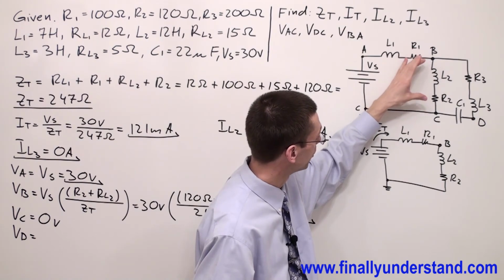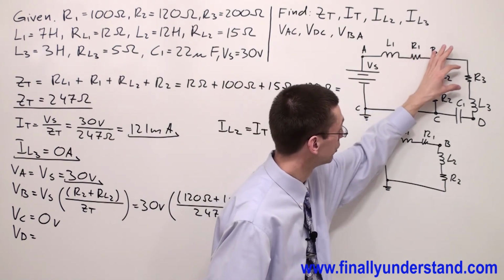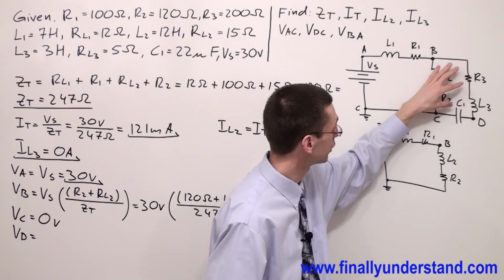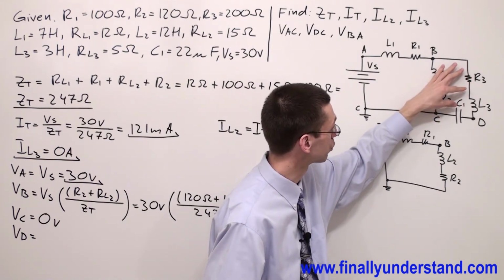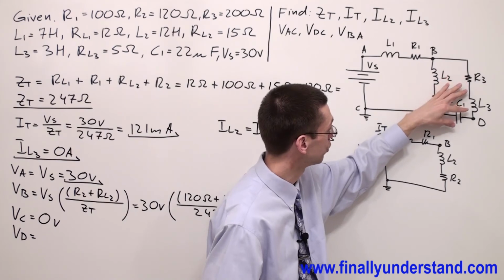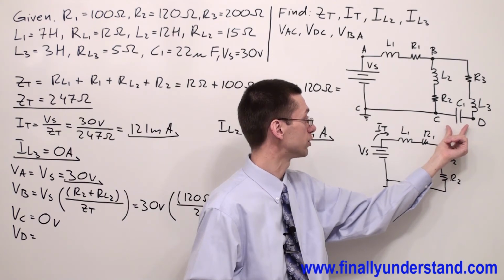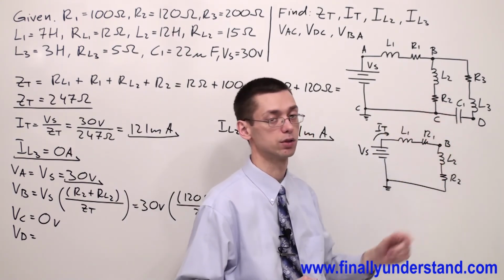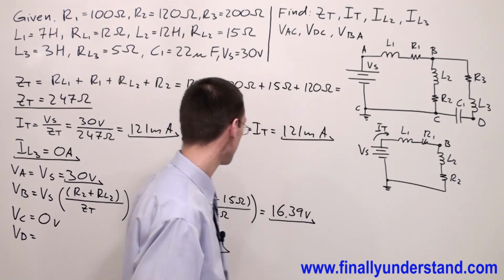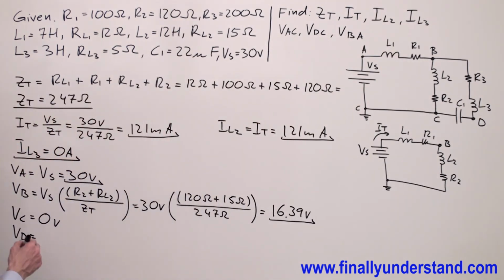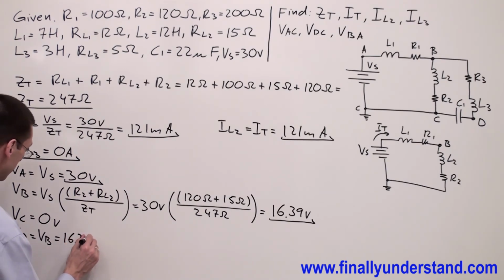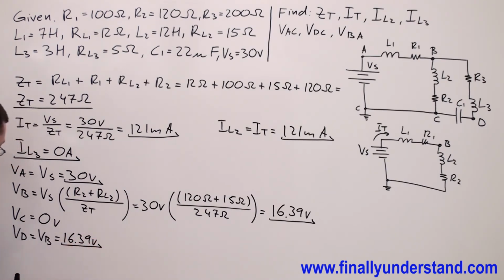Keep in mind this voltage has to be equal to this voltage plus this voltage plus this voltage, but because there is no current, there is no voltage across this component, and there is no current, so there is no voltage across the inductor also. So the maximum voltage is going to appear across the capacitor. So VD is equal to VB, and this is equal to 16.39 volts. This is my VD.